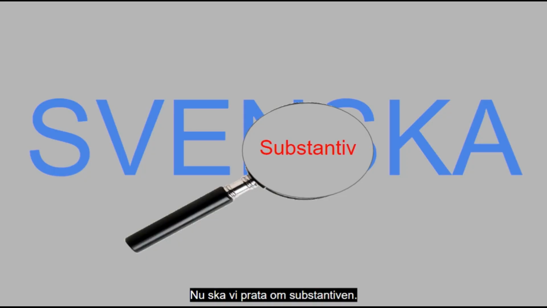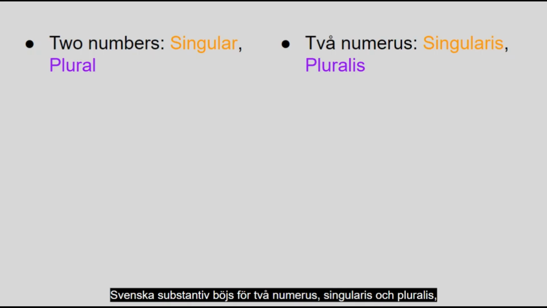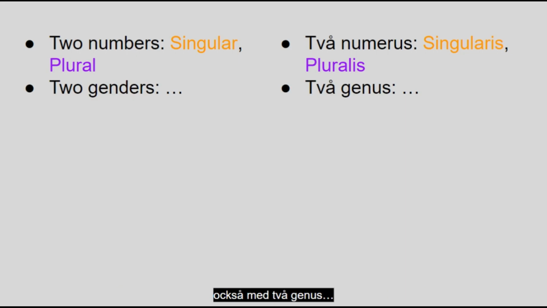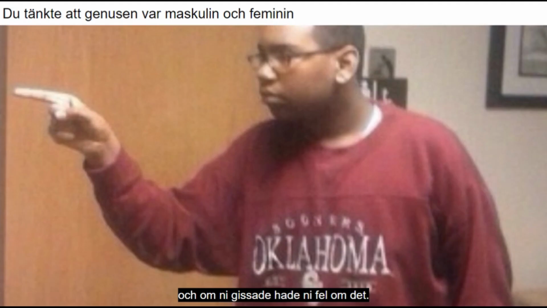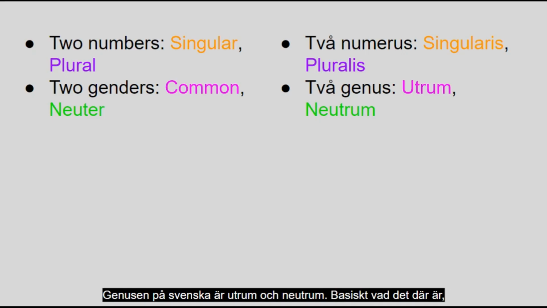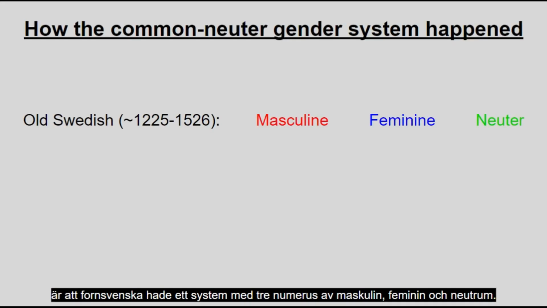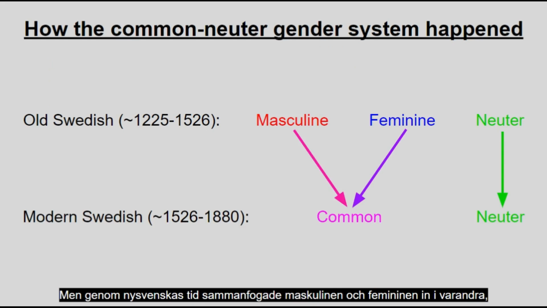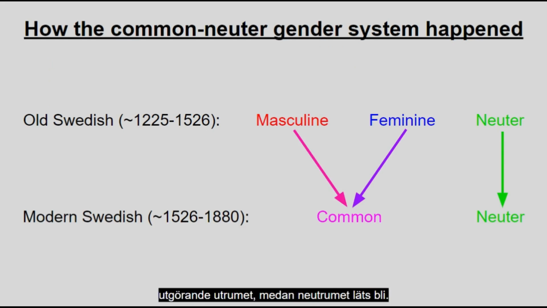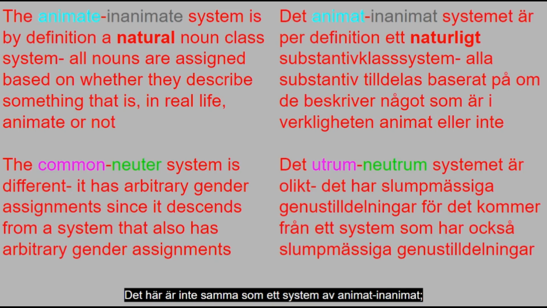Now let's talk about the nouns. Swedish nouns are inflected for 2 numbers, singular and plural, as well as 2 genders. And if you were guessing, you got this wrong. The genders in Swedish are common and neuter. Basically what this is that Old Swedish had a 3-gender system of masculine, feminine, and neuter. However, throughout the modern Swedish period, the masculine and feminine merged into each other, forming the common gender, while the neuter was left alone. It's not the same as an animate-inanimate system.